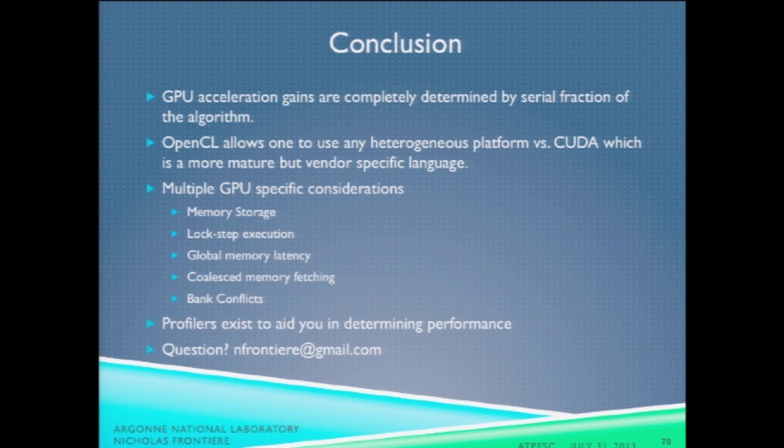Here are the GPU-specific considerations: low memory storage, lockstep execution. The threads concurrently run the same instruction. It takes a long time to fetch from global memory. The way you overcome that is you sequentially fetch from memory, and I didn't talk about bank conflicts. And there does exist a profiler to help you determine what your performance is actually doing.